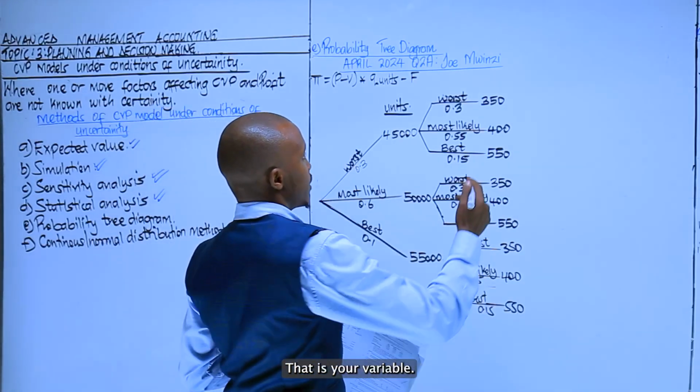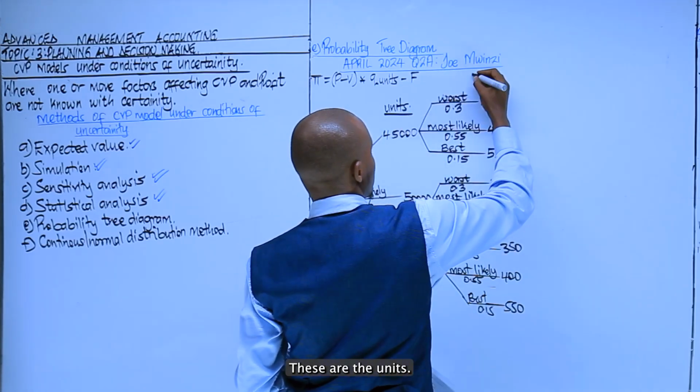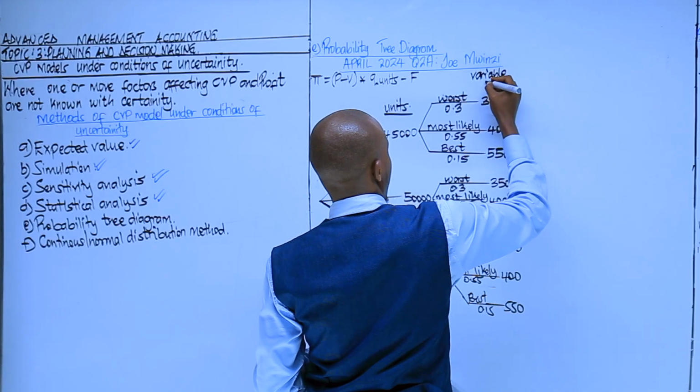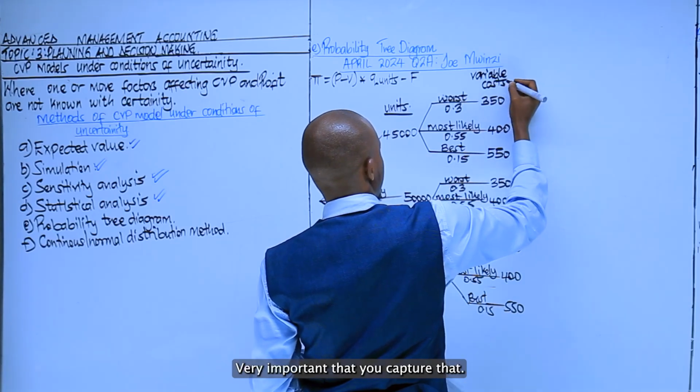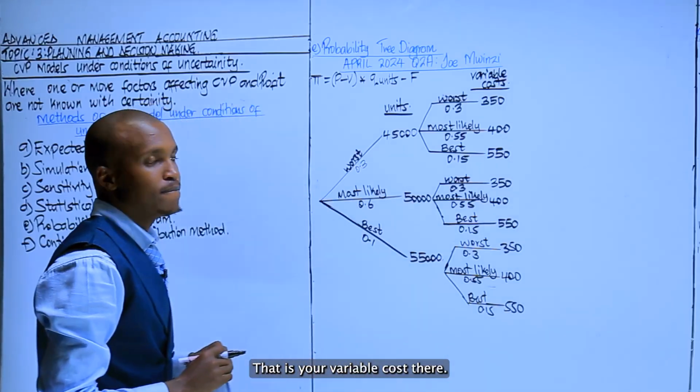That is your variable cost. These are the units, so these are your variable costs. Very important that you capture that. That is your variable cost there, okay?